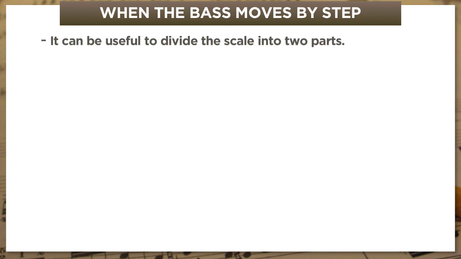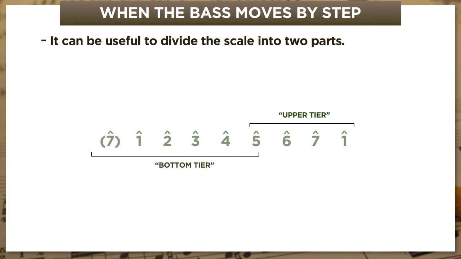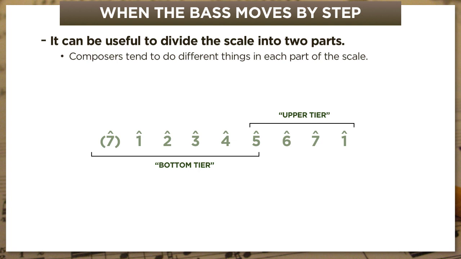Well, I've always found it useful to divide the scale into two parts. An upper tier, which connects scale degree 5 up to scale degree 1, and a bottom tier, which is the lower 5 notes of the scale with the leading tone tacked onto the bottom. And the reason I make this distinction is that composers tend to do different things when their bass is moving through these different parts of the scale.